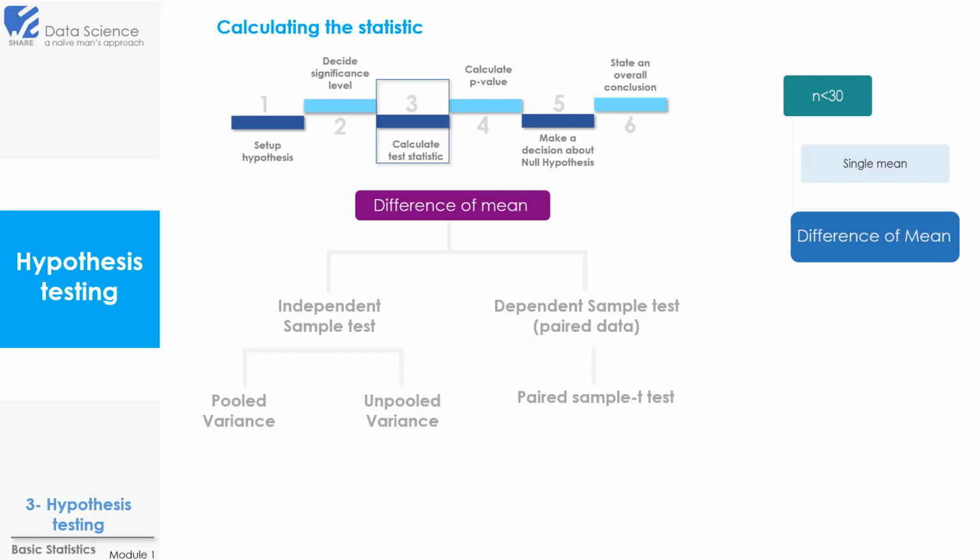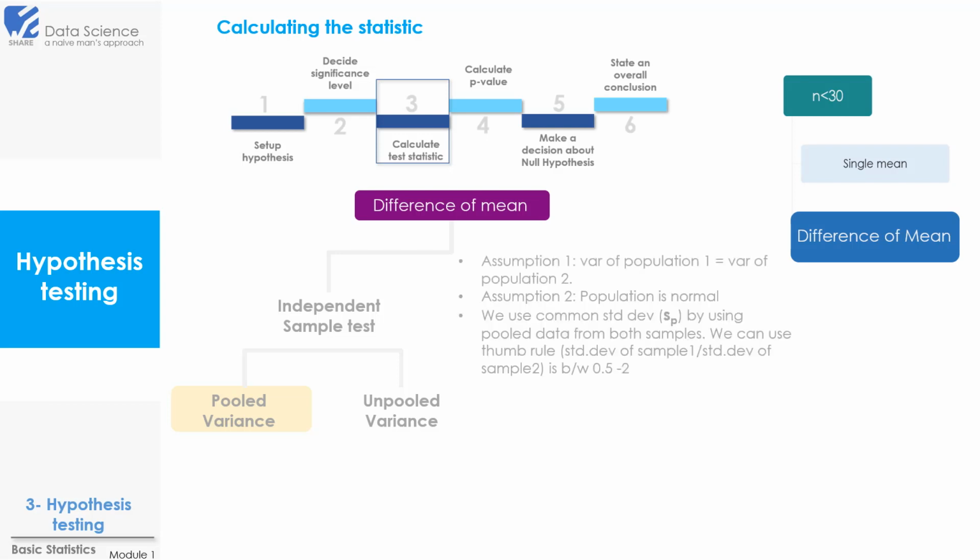Now the independent sample test can further be divided into two cases, that is pooled variance and unpooled variance. And as far as the dependent sample test is concerned, there is only one case, that is paired sample t-test. So let's see each of these one by one now. First is the pooled variance. So we have two assumptions here. First assumption is that variance of population 1 is equal to variance of population 2. That is why it is called pooled variance. And second assumption is that population is normal.